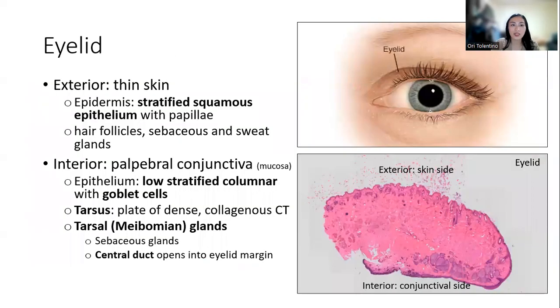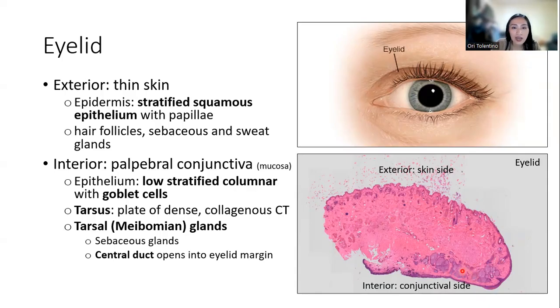Okay, let's go to the next slide. The eyelid has two sides. The exterior is made up of thin skin, and the interior is lined by the palpebral conjunctiva, which is a mucosa. The skin side is made up of stratified squamous epithelium with papillae, along with hair follicles, sebaceous and sweat glands. Your conjunctival side is made up of a low stratified columnar epithelium with goblet cells. I'll show you a clearer image later.